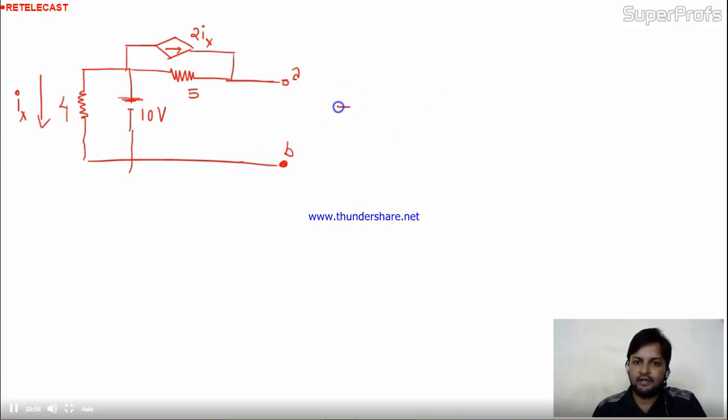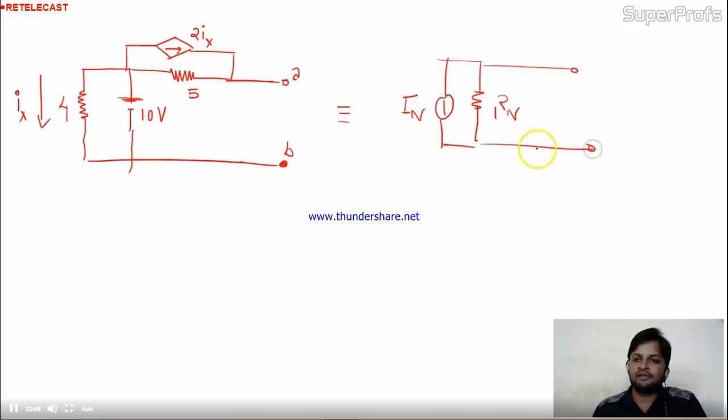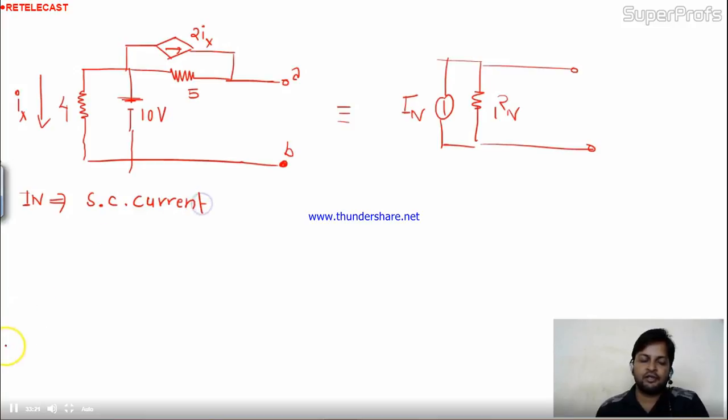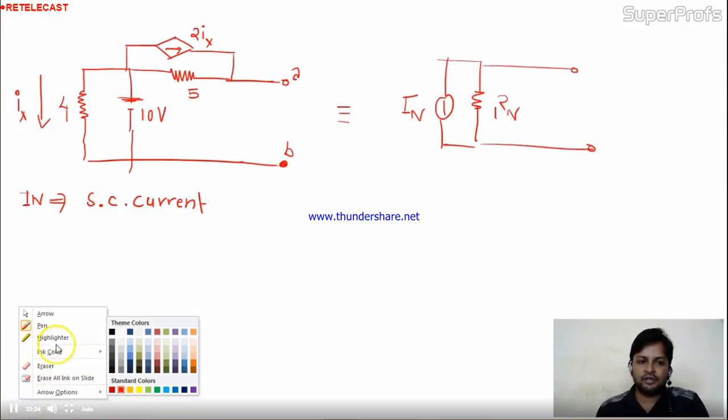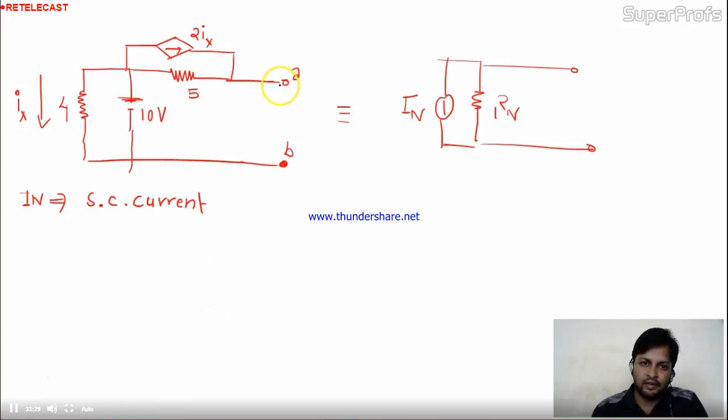So again we need two things. Number one is IN, and the second is RN. Okay. So first we will start with the IN. IN is nothing but the short circuit current. You have to short circuit the terminals A and B. You have to short it like this.